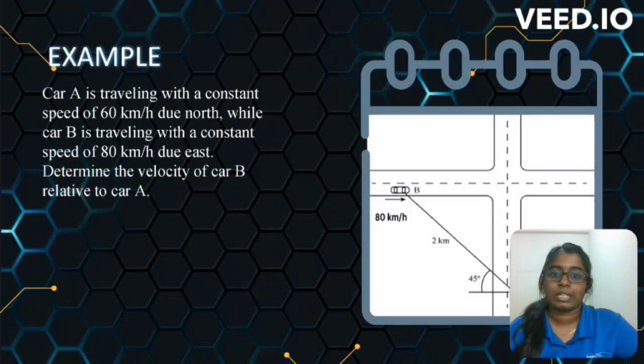Here is an example question based on the diagram. Car A is traveling with a constant speed of 60 km per hour due north, while car B is traveling with a constant speed of 80 km per hour due east. Determine the velocity of car B relative to car A.